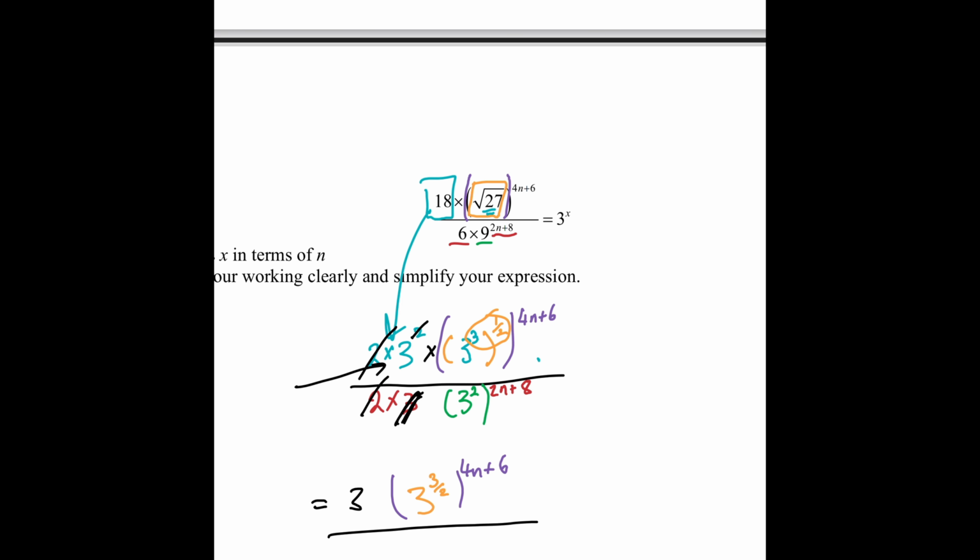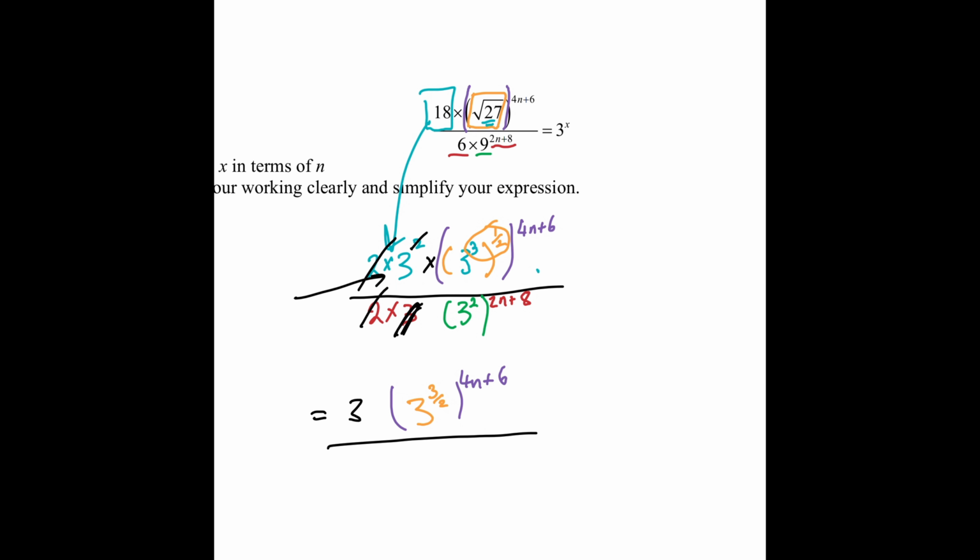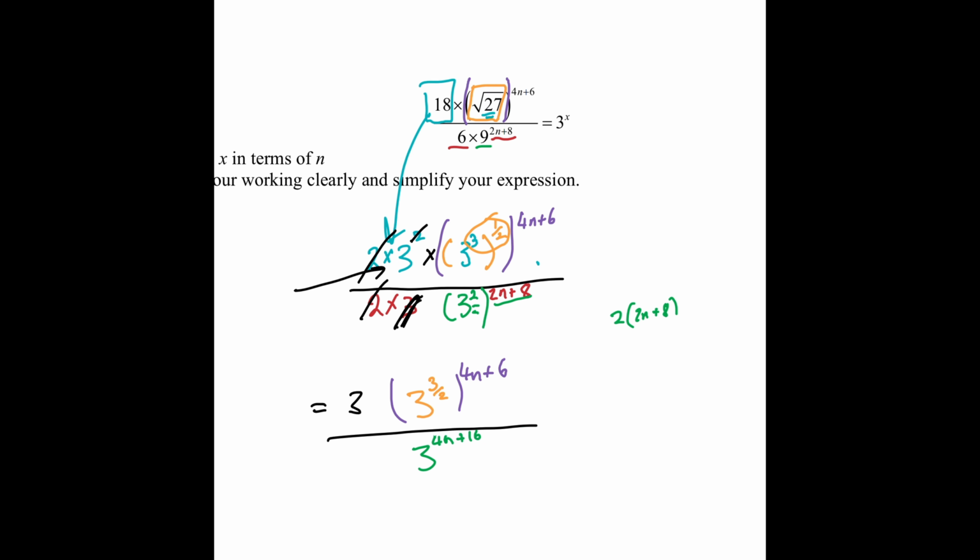And this is all being divided by, well, you know what? I'm going to times out. So we are multiplying the 2 by all of the 2n plus 8. You can treat that as expanding brackets. We're multiplying the 2 by the 2n plus 8. So on my denominator, I'll have 3 bracket 4n plus 16. Right? New line of working. Why not?